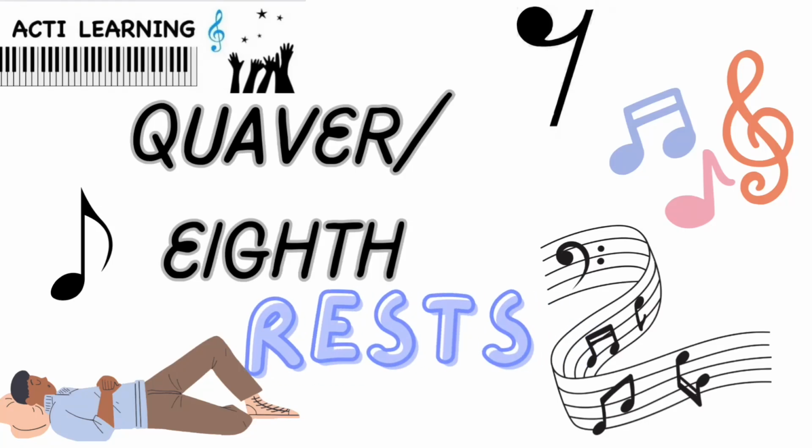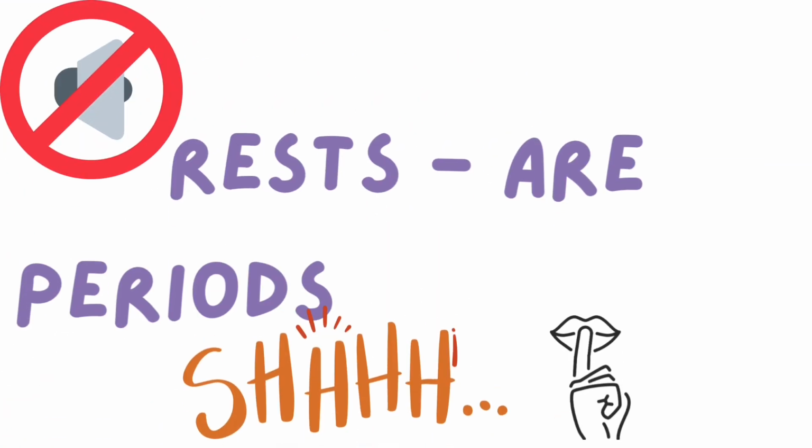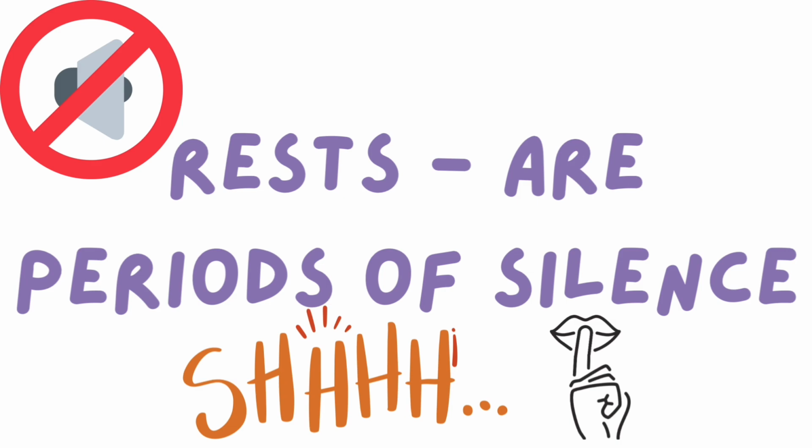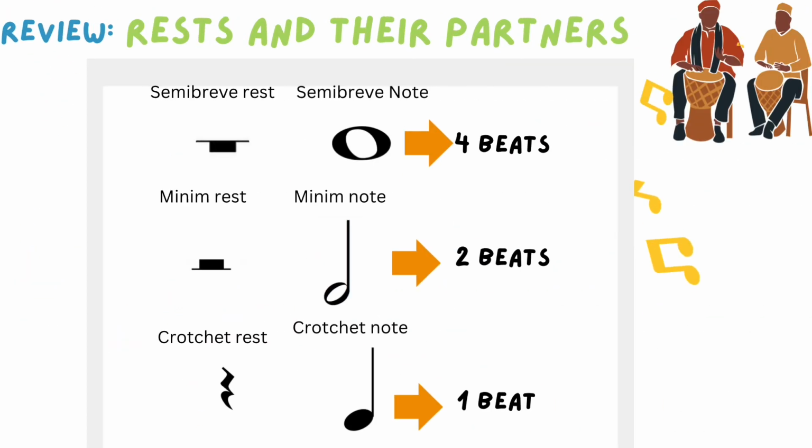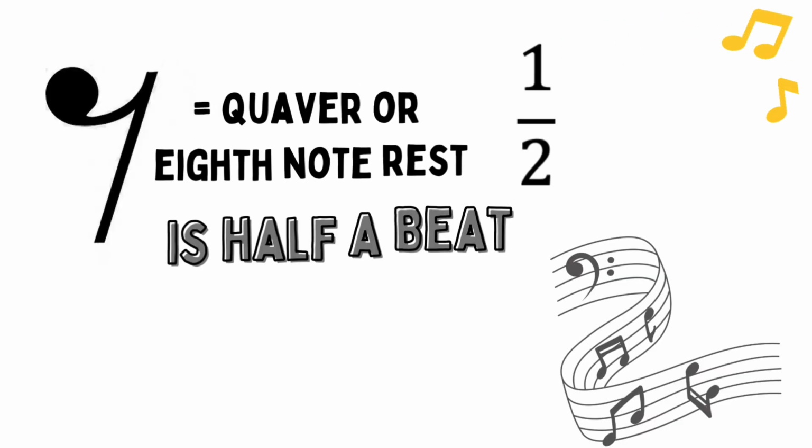In this video we're looking at eighth or quaver rests. So rests are periods of silence. These are the rests that you should know already. So we have semibreve rests, which are 4 beats, minim rests, which are 2 beats, crotchet rests, which are 1 beat. So those are the basic rests.